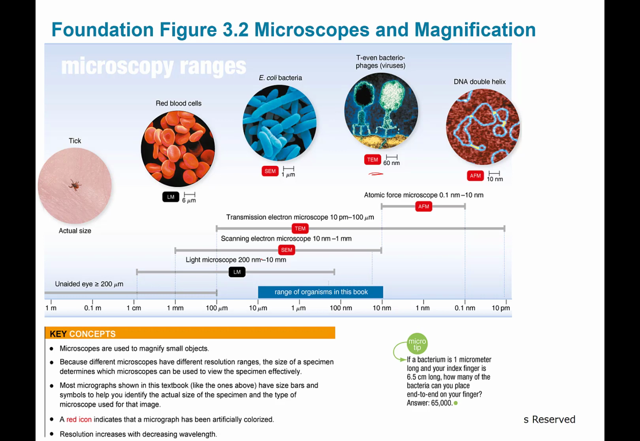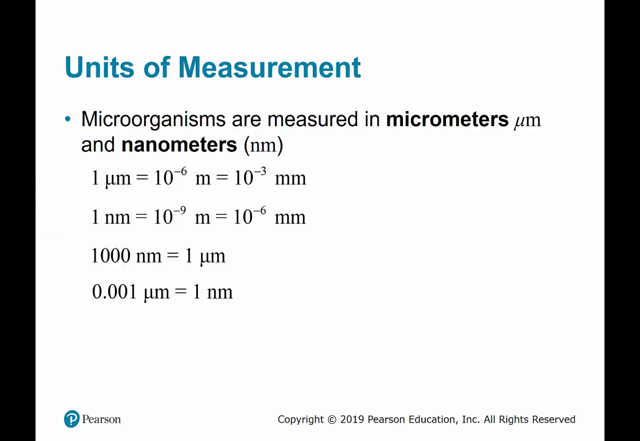a scanning electron microscope. And we'll talk about these types of microscopy in this chapter, and we're also going to talk about light microscopes. Most of the organisms that we're going to talk about in this book are going to be in the 10 micrometer to 10 nanometer size range. Now, if you wanted to visualize the DNA double helix, you're going to need an atomic force microscope. These microscopes are really expensive, and of course at Rogers State we do not have an atomic force microscope.